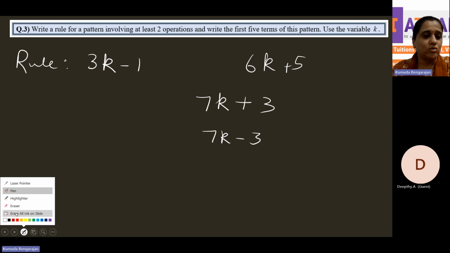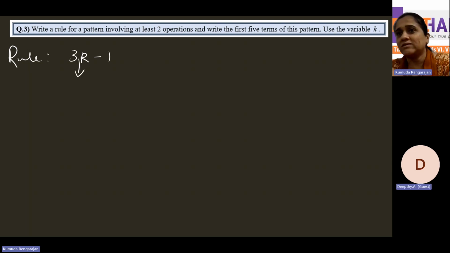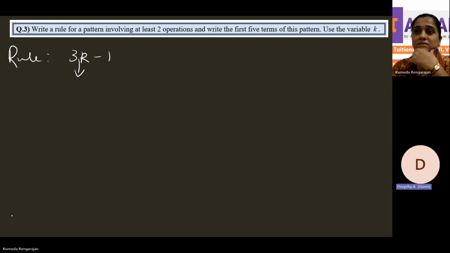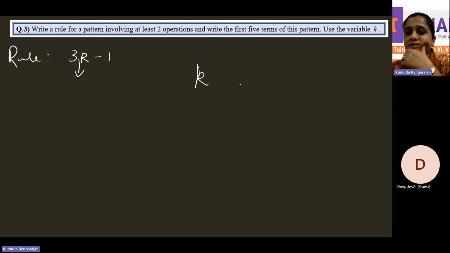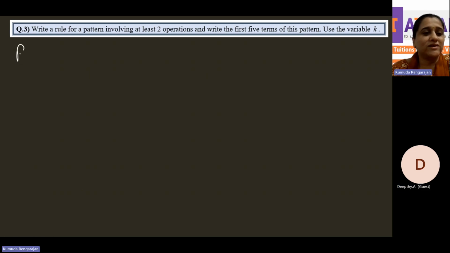So let us make this rule. Let us make the rule 3k minus 1. Okay, so we have used multiplication. That's k. This is how you write the small letter k. Let me write it more clearly. 3k minus 1. All right, this is our rule.